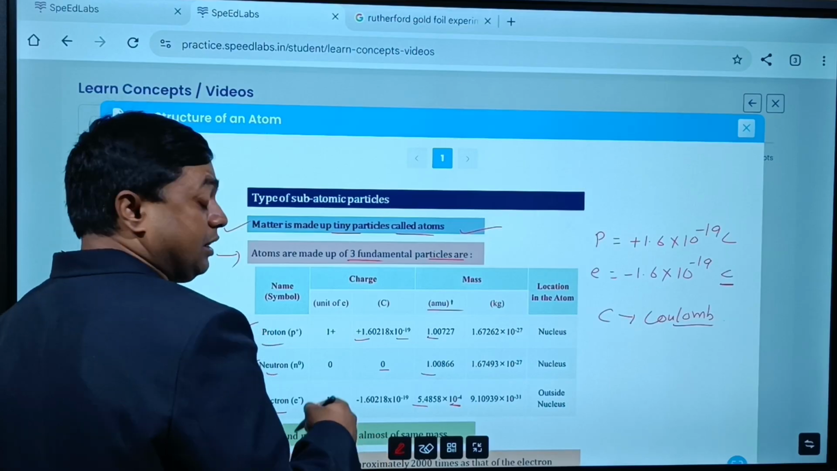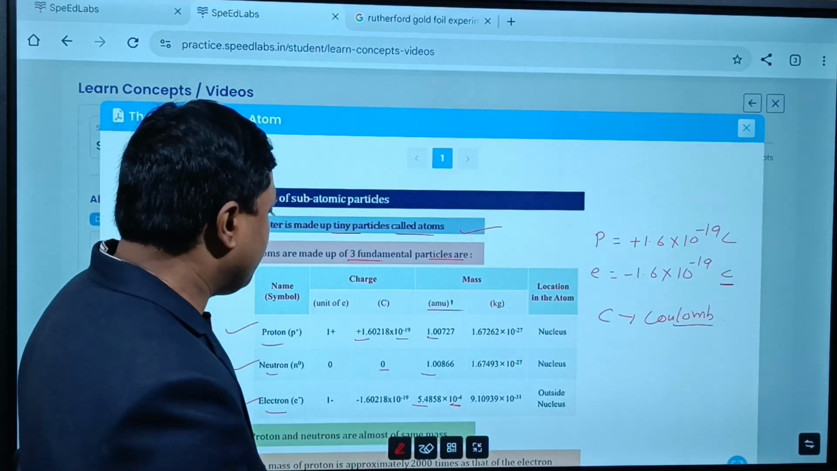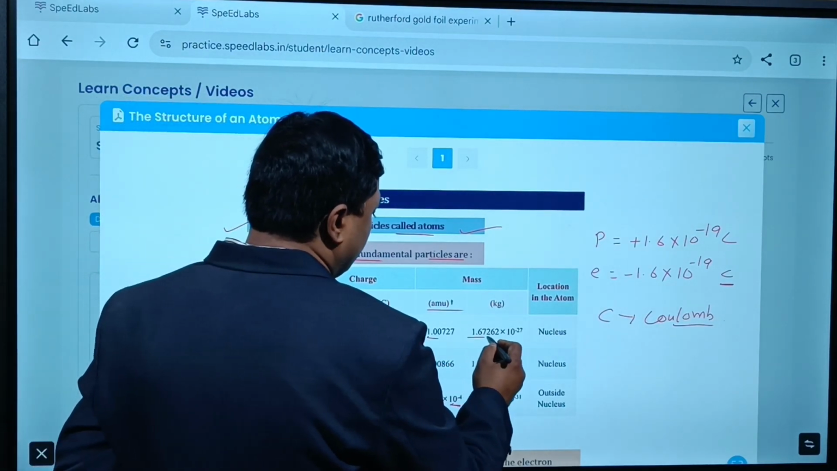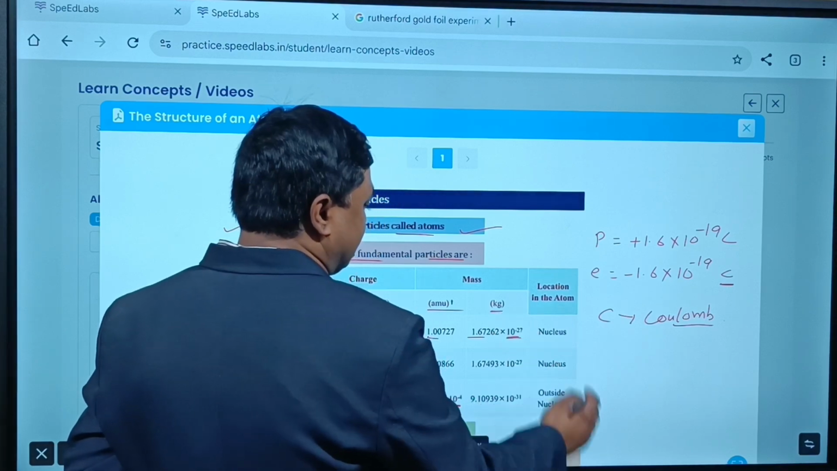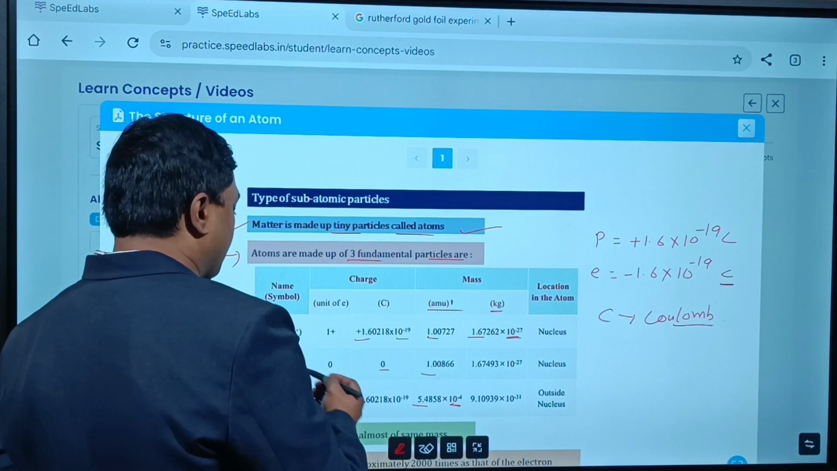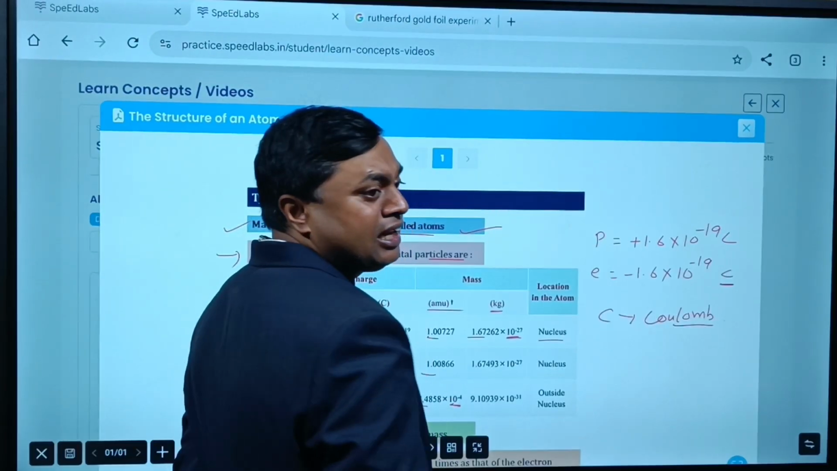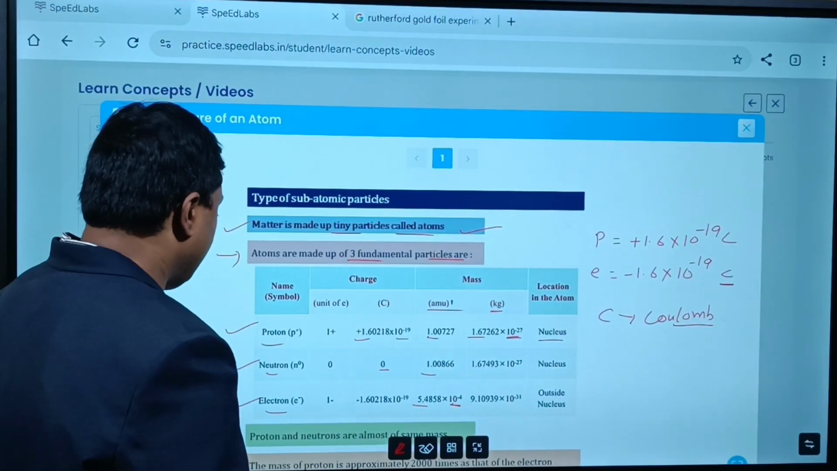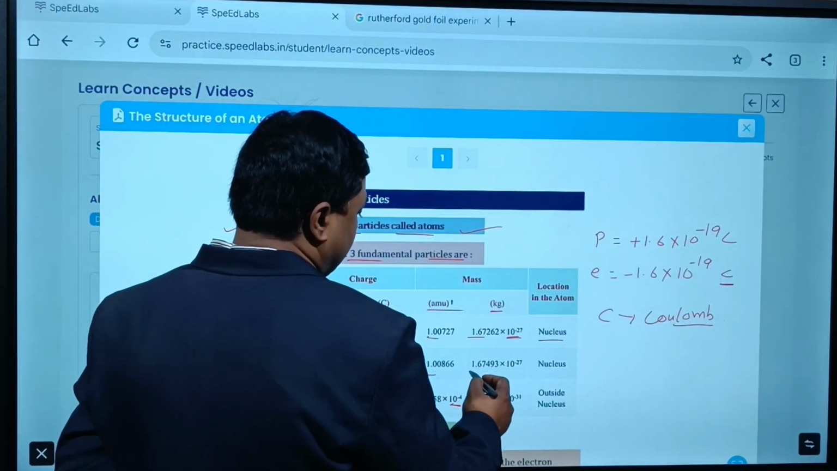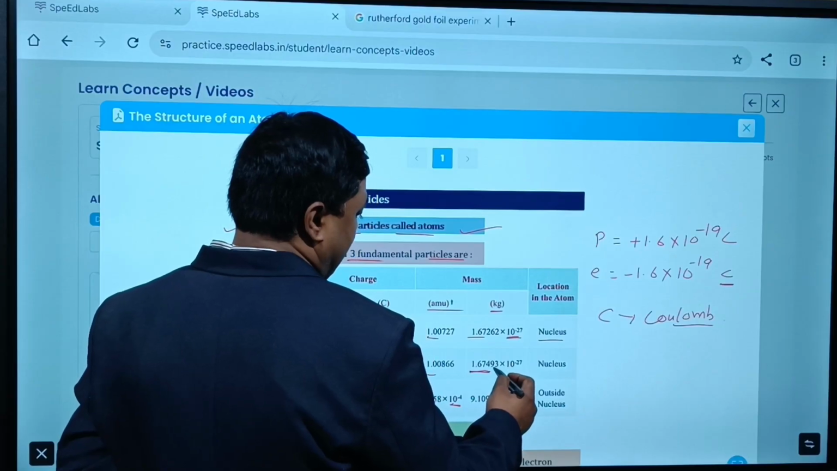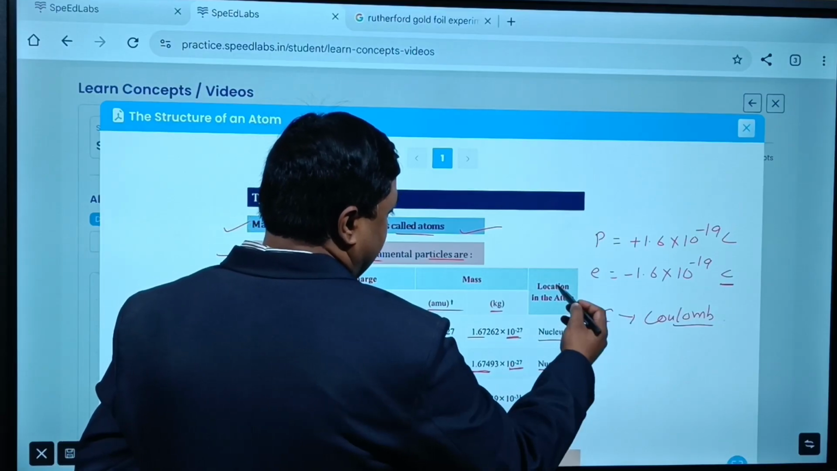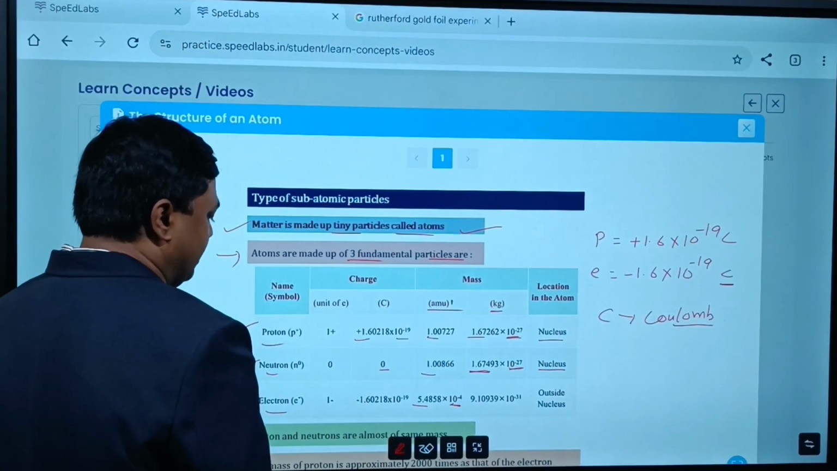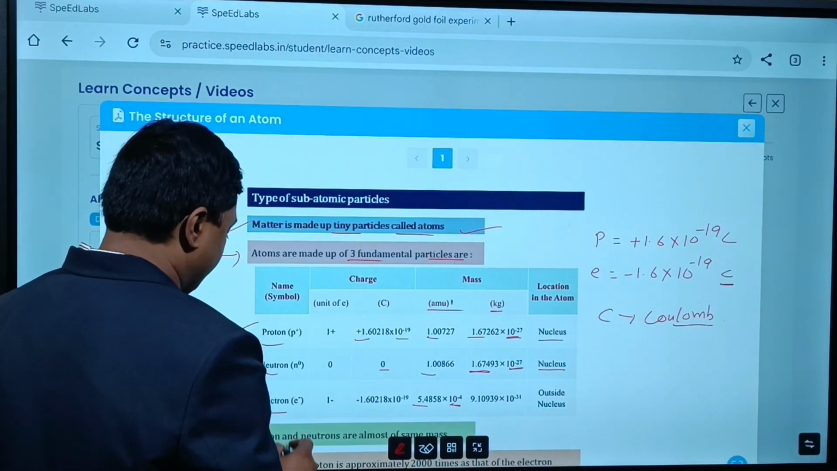Try to understand the mass of the proton. Mass of the proton is 1.672 into 10 to the power minus 27 kg. Where is the location of the proton? It is present inside the nucleus, as I just told. Whereas the mass of a neutron is 1.67493 into 10 power minus 27 kg, and it is also situated inside the nucleus of the atom.